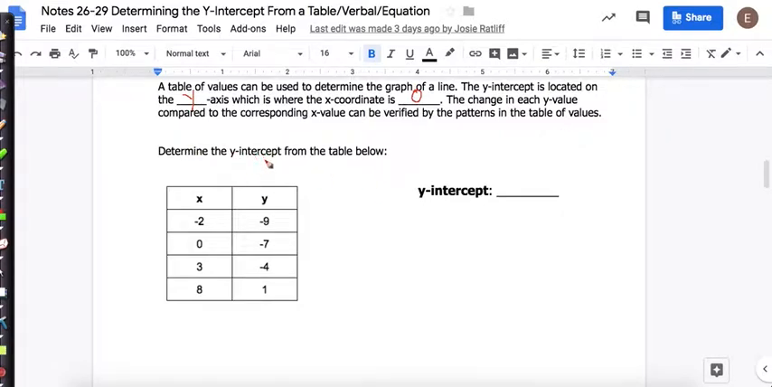So we're going to determine the y-intercept from the table below. And we already know that when the x is 0, the y value tells us the y-intercept. So if you look at this table, I see that the x is 0 right here. And that means the y value here is going to tell me where it crosses the y-axis. So it's going to cross at negative 7.